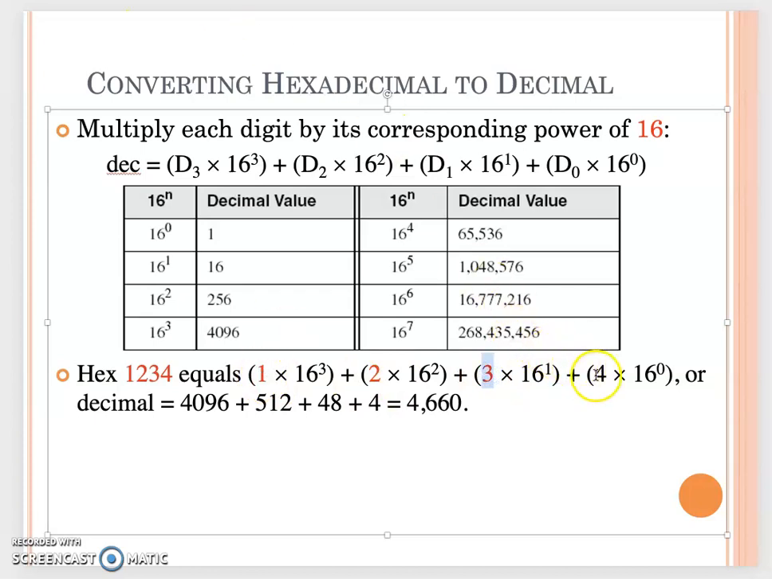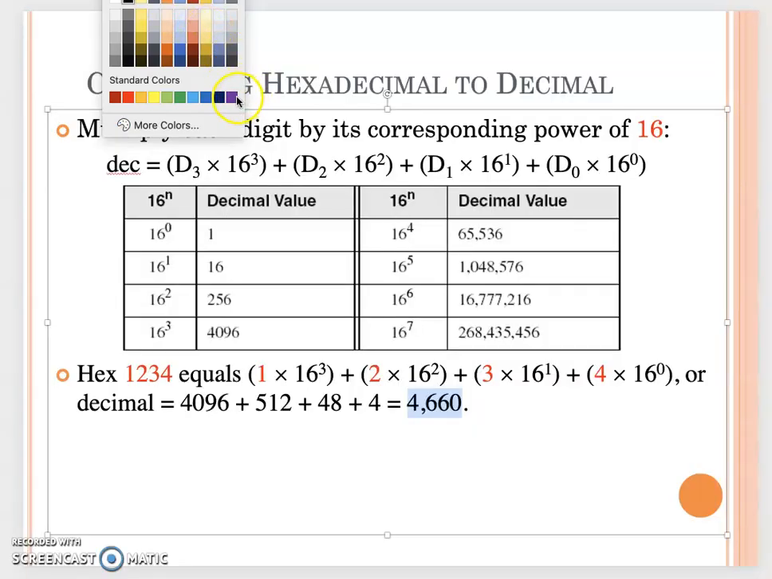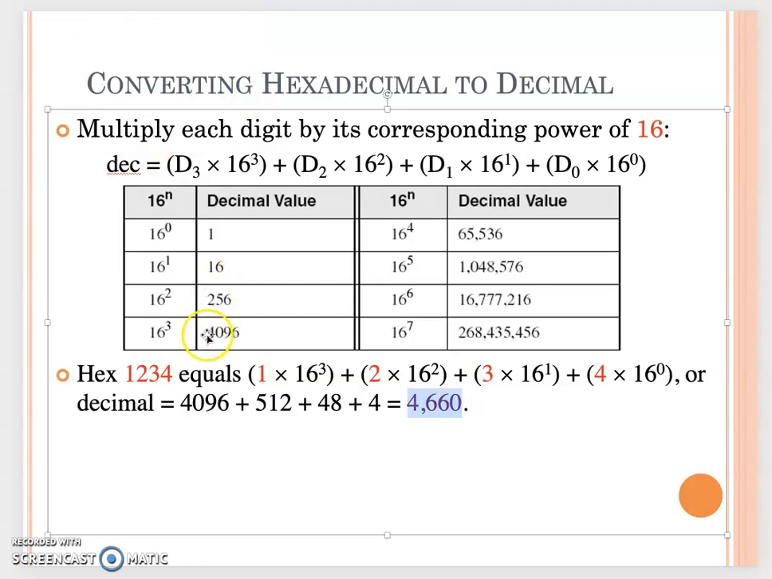Then 4, 16 to the 0 power, that will be 1. So this one you need to use a calculator. So after you add together, right, that's the decimal value. Yeah, so this one is how you convert from hex to decimal. You're just using the digit in that position times the digit value.